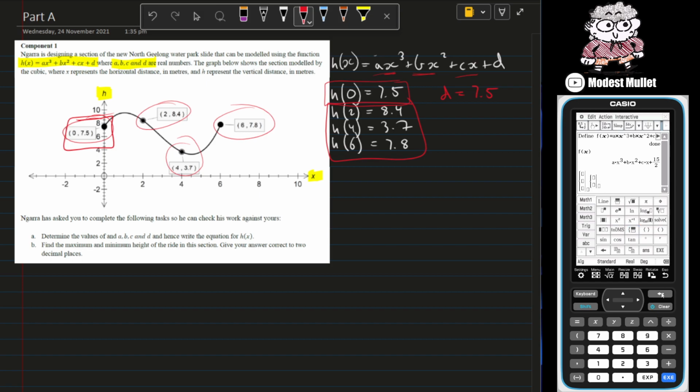Ooh, that's not what I wanted to do. Why is the backspace not working? Delete that. Okay, 1, 2.